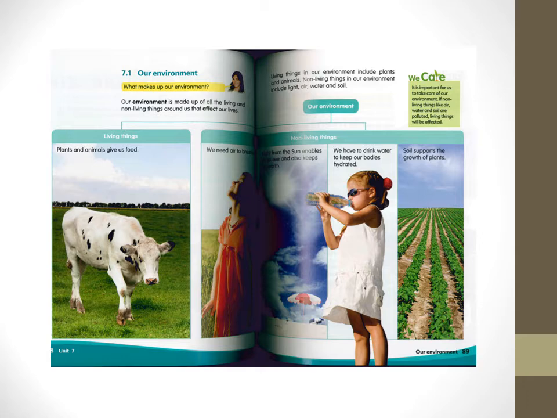Before we begin the lesson, let's recap what we learned in our last video lesson. Last video lesson, we looked at what is our environment. So, by now, all of you should know what is our environment. All of us, we have an environment surrounding us. That means the place where we live, our surrounding place.